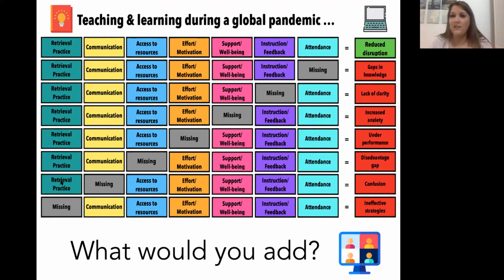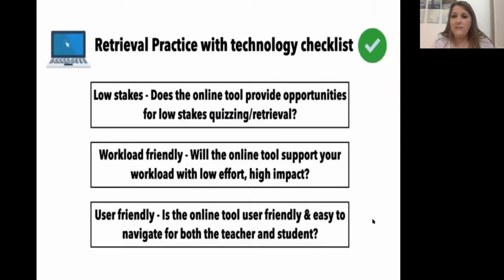And I'm not saying retrieval practice is the answer to everything. I'm just saying that we need to still be using it, because if we don't, we'll then resort back to ineffective strategies. And why would we do that when we know how effective it is? So in terms of technology, whether that's in the classroom or remote, these are my 3 rules.